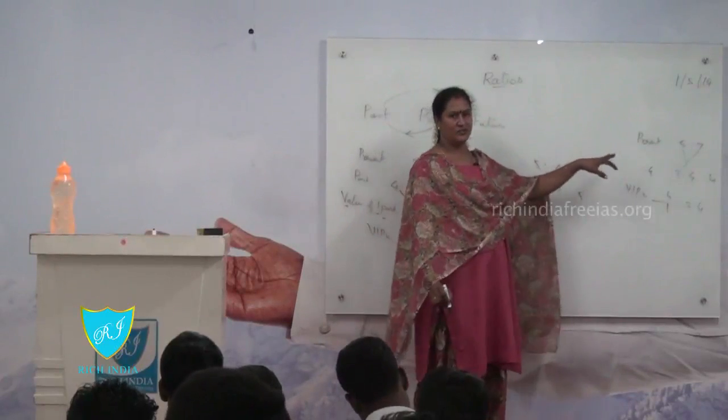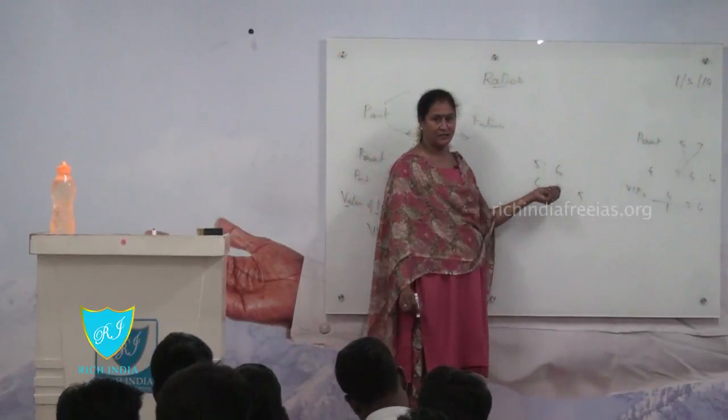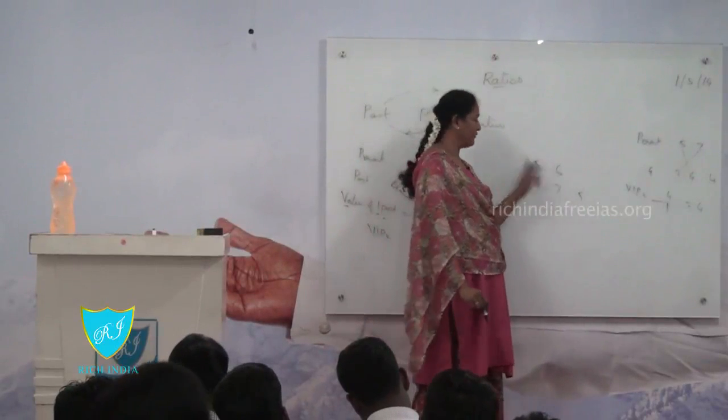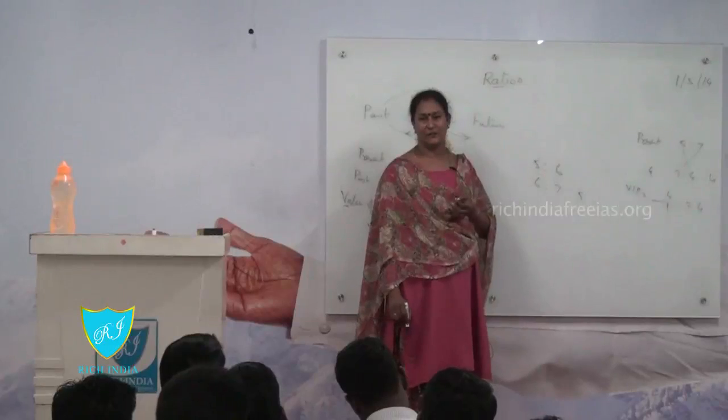So no need to do this. Here there is an increment of 1. That value of 1 part is 5 years. So 5 into 5 is 25, 5 into 6 is 30 will be the ages.